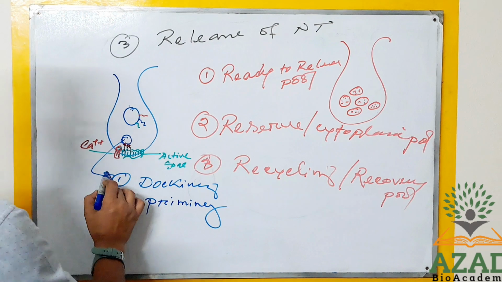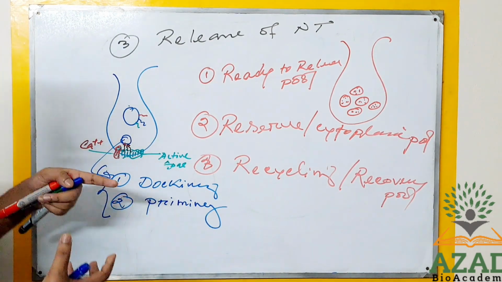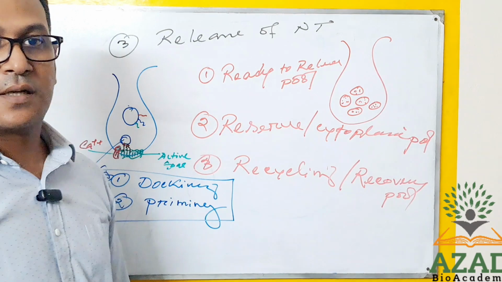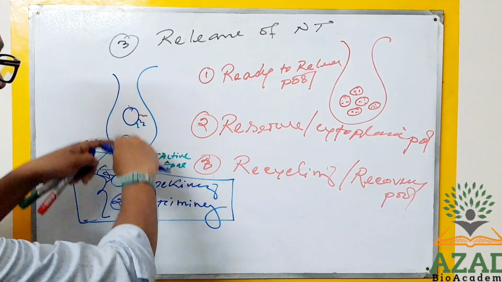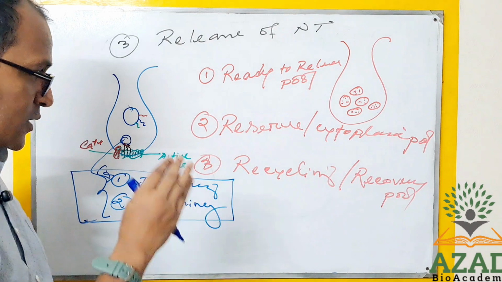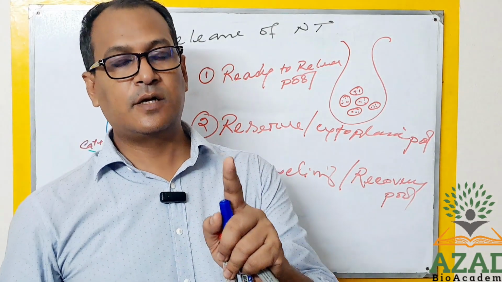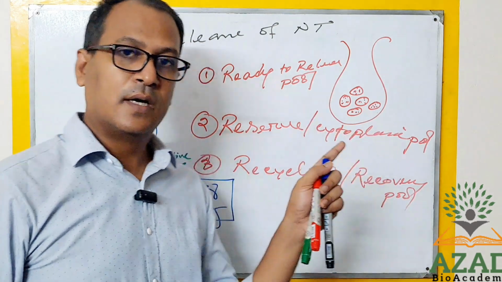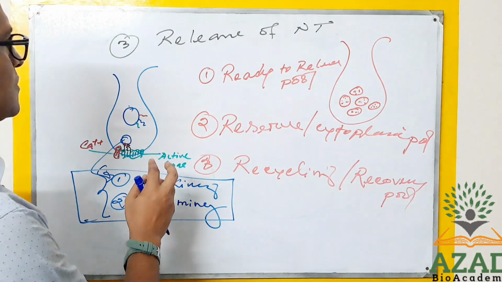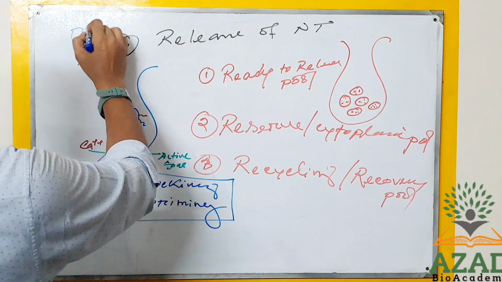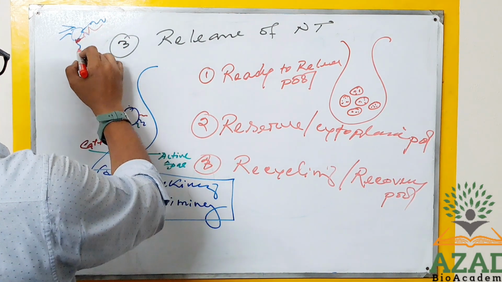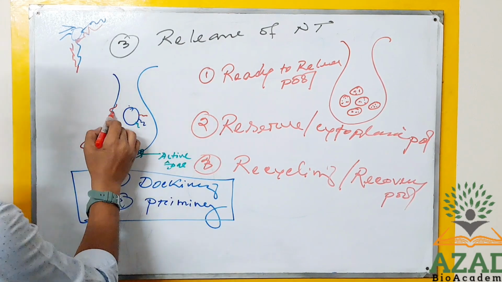This docking and priming are the prior events to the action potential. That means they happen before the action potential reaches the terminal. Without the action potential, neurotransmitter release is not possible. If you want to know more about the action potential, you must watch my video on my channel. That will be very helpful to understand these events. Okay, so what will happen when a neuron is stimulated, excited? The action potential will be generated at the axon hillock, and then it will travel down and reach the terminal.